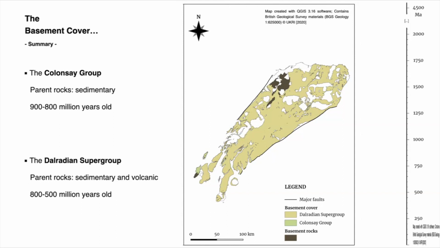The deposition of the Dalradian was longer and took place in a series of basins that witnessed the events between the breakup of the supercontinent Rodinia and the opening of the Iapetus Ocean, and this includes the formation and breakup of the supercontinent Pannotia. The deposition, however, was not continuous. The sedimentary rocks of both the Colonsay group and the Dalradian supergroup were metamorphosed and deformed during the Grampian event of the Caledonian orogeny, but retained much of their sedimentary character.